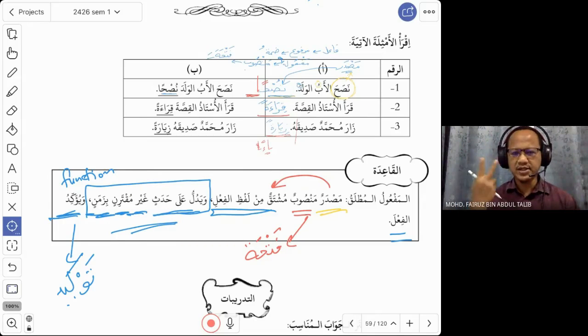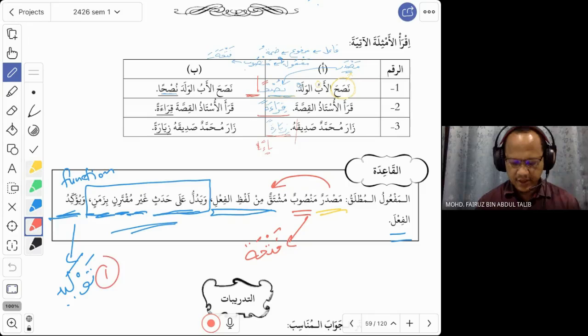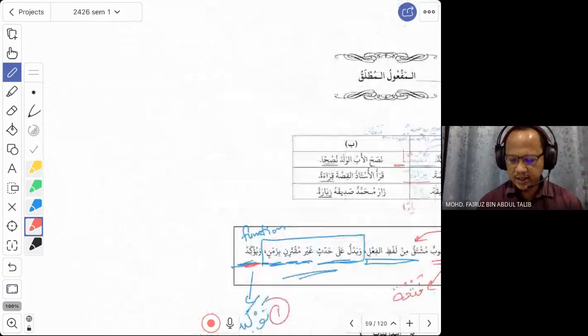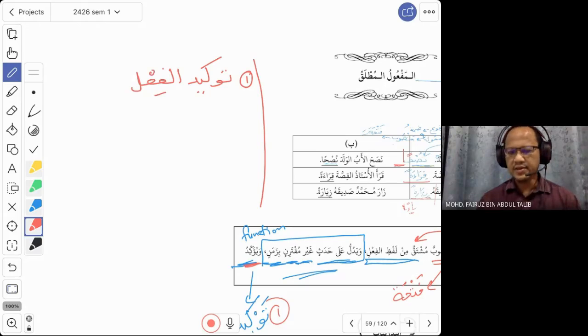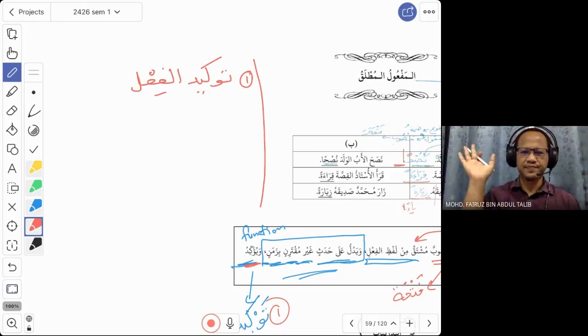Now let us look at the second function. The first function is tawkid. Done. So now we go for the second function. With maf'ul mutlaq, the first function just now, tawkid, is to emphasize the action of the fi'l itself. How do you do that? Just by putting the masdar, that's all. Only one word, enough. And that is for tawkid.